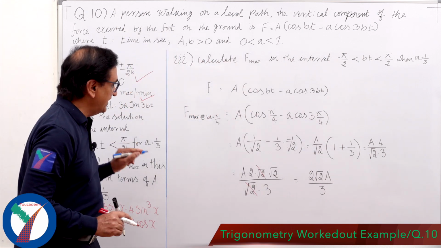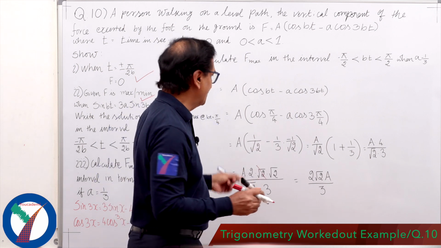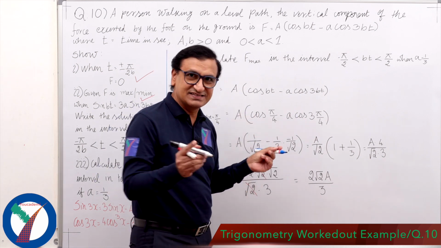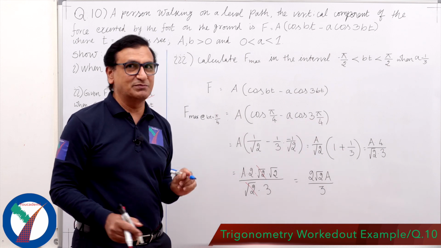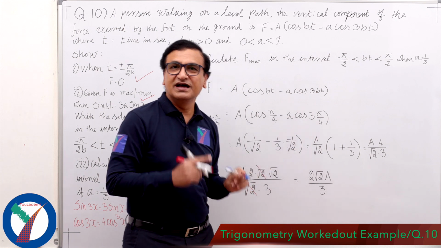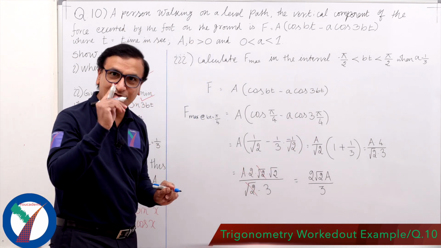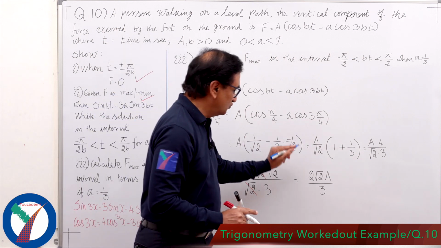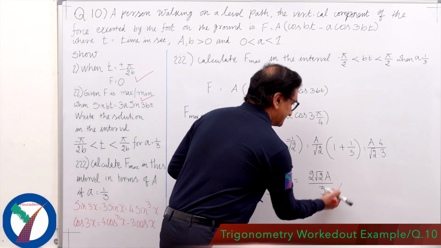Now, we have to apply bt equals minus pi by 4 also, but the answer will not change because cos of minus x is cos x. So, cos pi by 4 and cos minus pi by 4 are one and the same. Similarly, cos 3 pi by 4 and cos minus 3 pi by 4 are one and the same. Therefore, F max will have only one answer, that is 2 square root of 2A divided by 3. So, this is our answer.